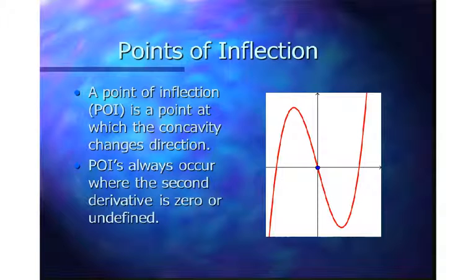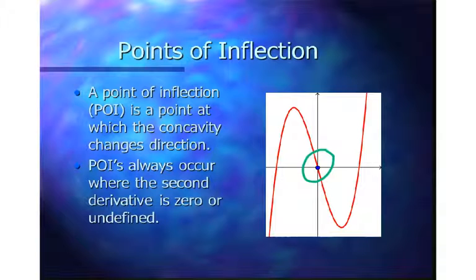Now, a point of inflection, or very often I'll just abbreviate that a POI, is a point at which the concavity changes direction. And if you look at this graph, I've got this blue dot. It looks like it's probably about at the origin, because somewhere near the origin, it appears that this graph stops being concave down and begins being concave up.